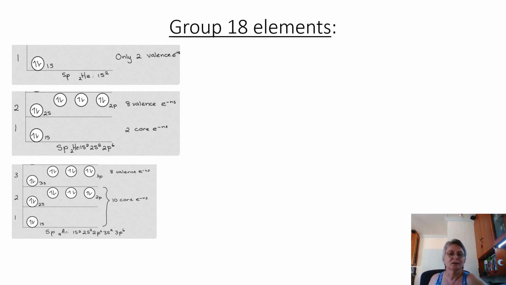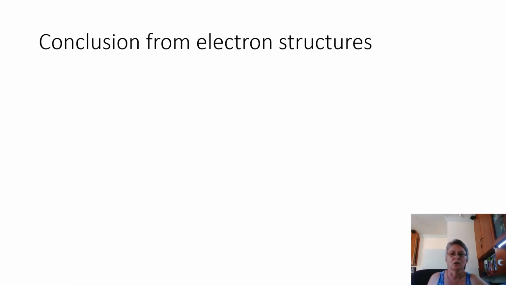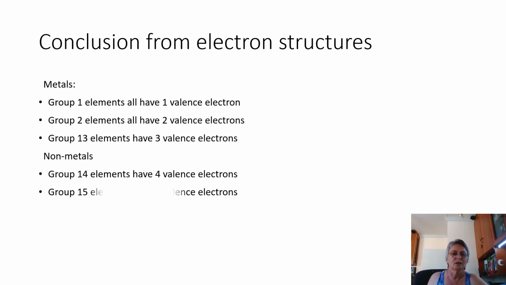Group 18, you can see that the valence electrons are full, all the orbitals are full, so they can't form bonds. So the conclusion is the following.